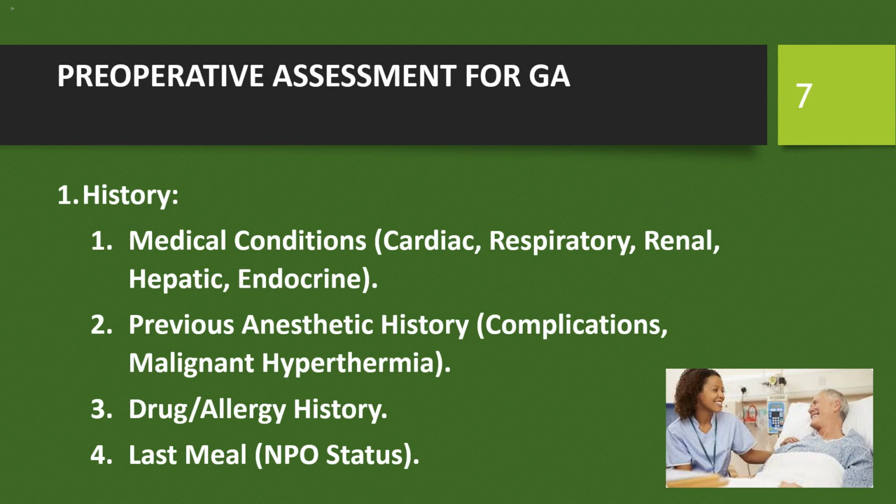Preoperative assessment for general anesthesia. 1. History. 1. Medical conditions. Assessing medical conditions such as cardiac, respiratory, renal, hepatic, and endocrine diseases helps identify potential risks and develop an anesthetic plan. 2. Previous anesthetic history. Knowing previous anesthetic experiences, including complications and malignant hyperthermia, is crucial for planning safe anesthesia.